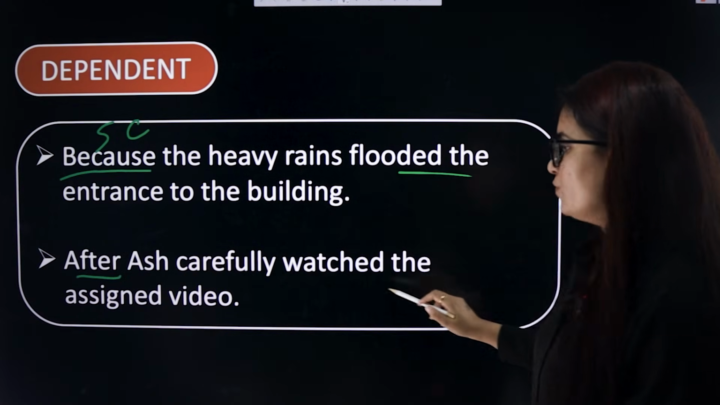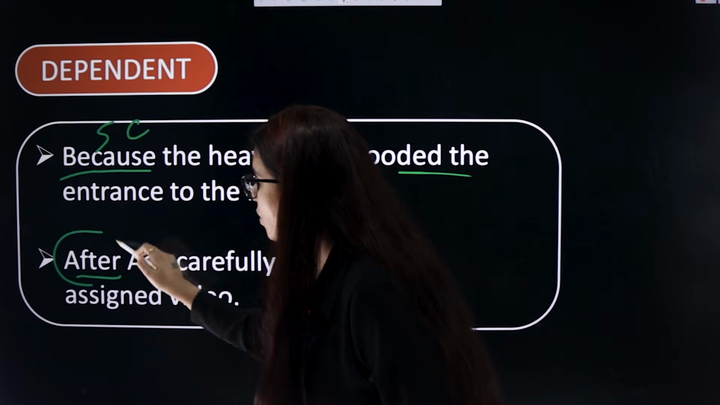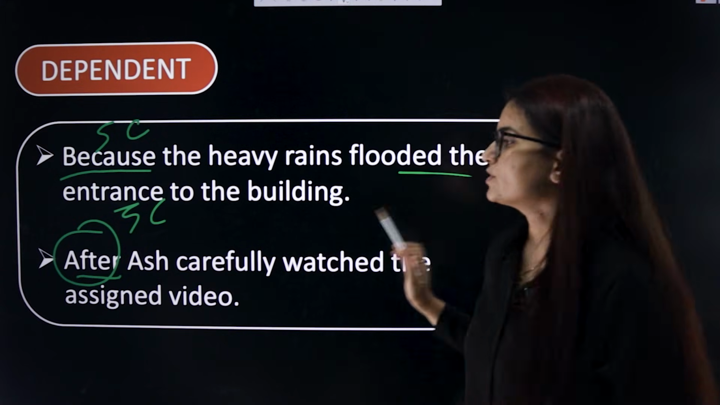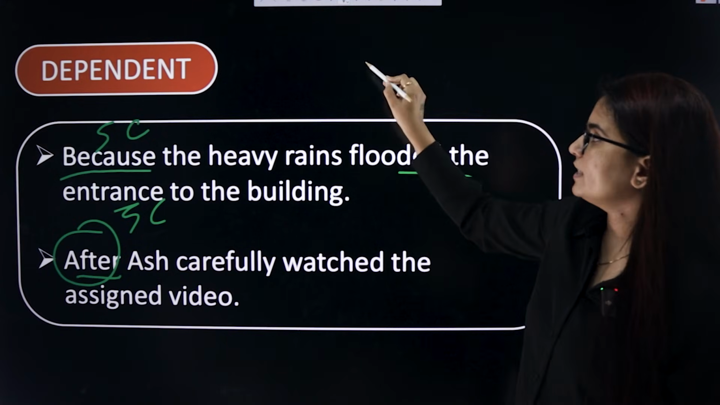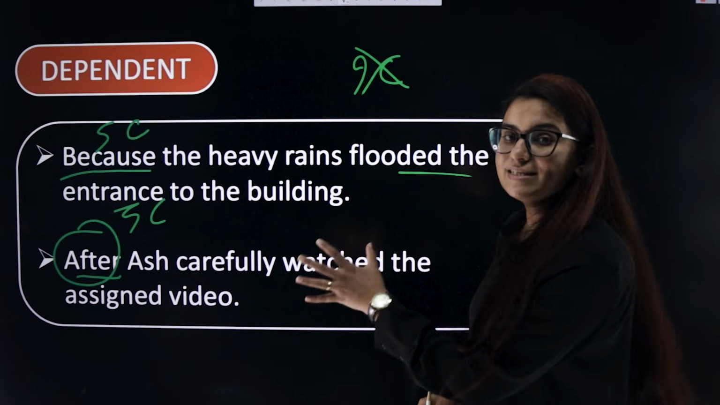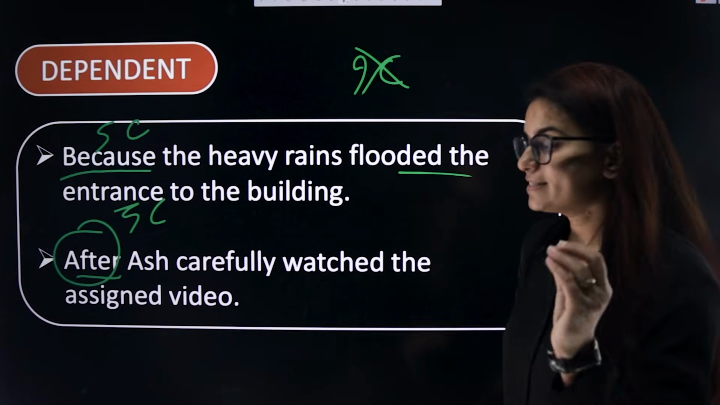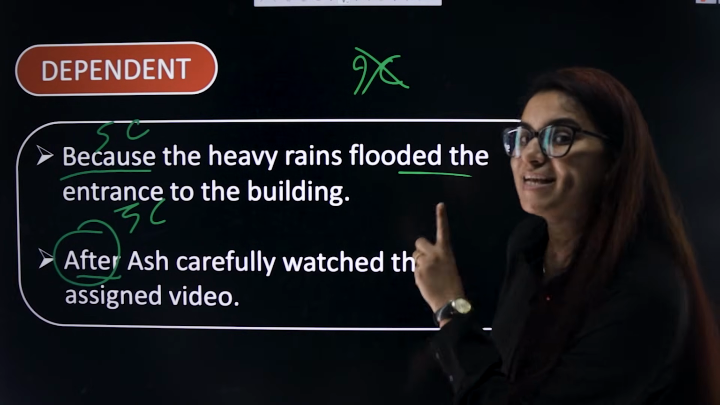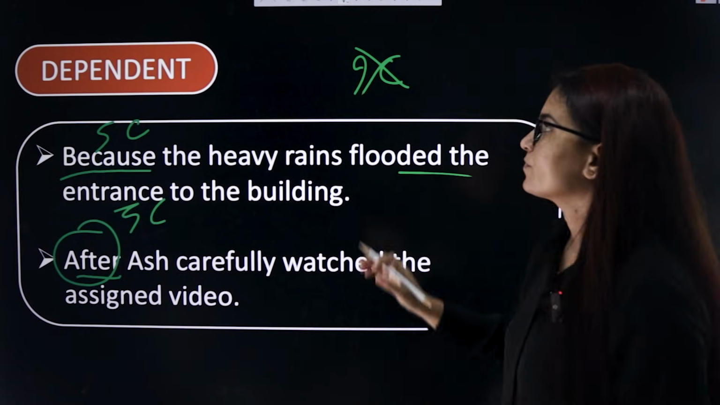After Ash carefully watched the assigned video, subordinating conjunction, this becomes a dependent clause. These two sentences do not have any independent clauses, so they are called sentence fragments. They are not sentences, they are fragments.